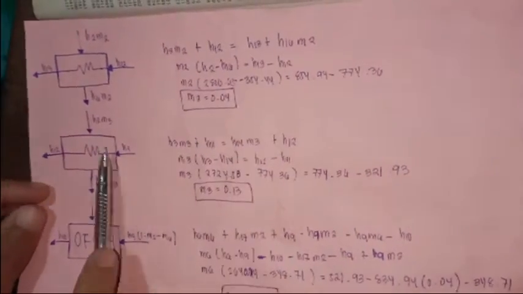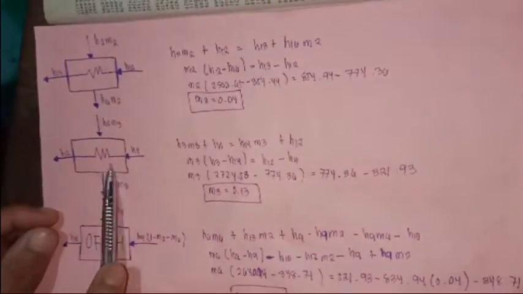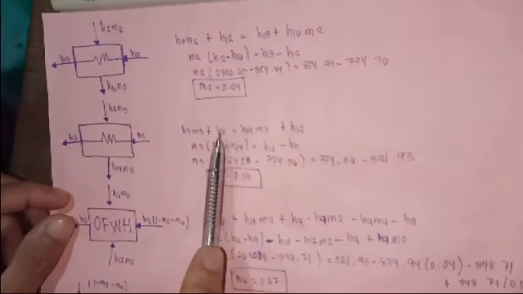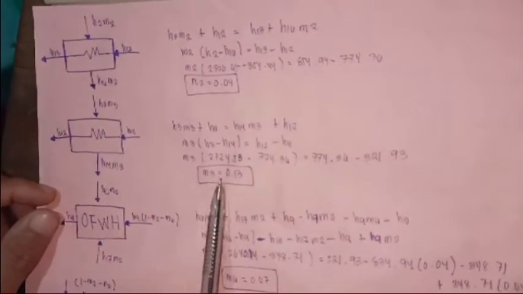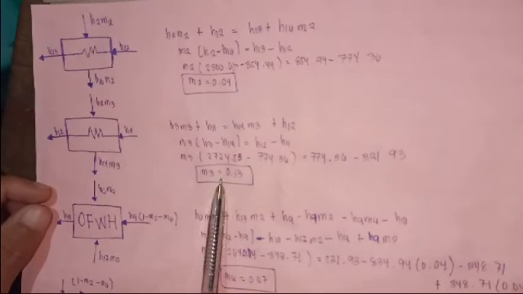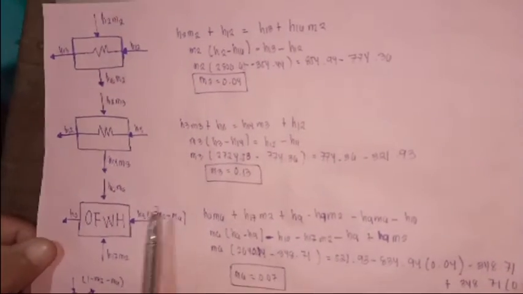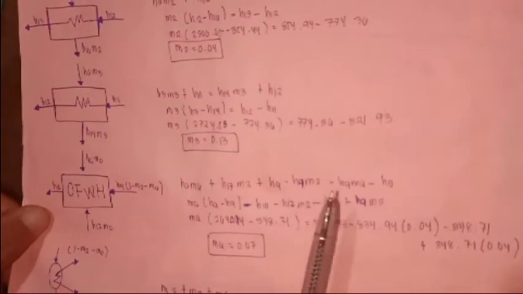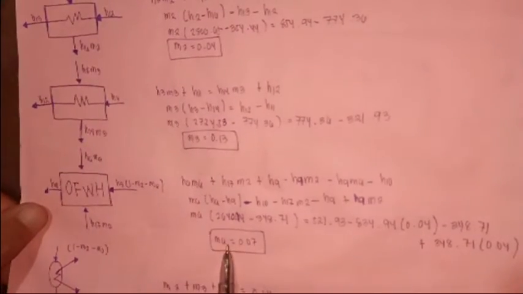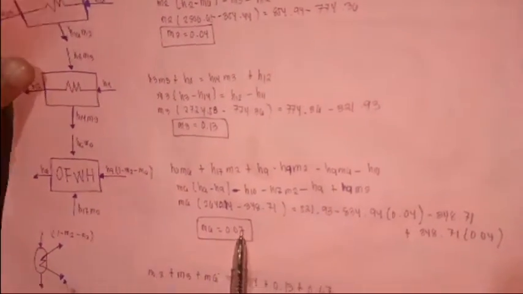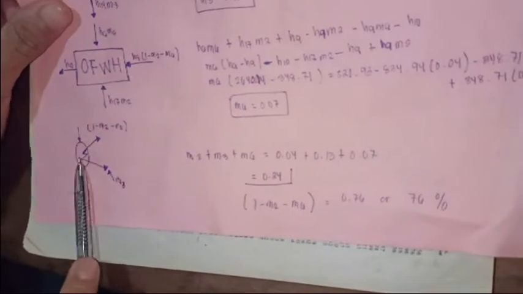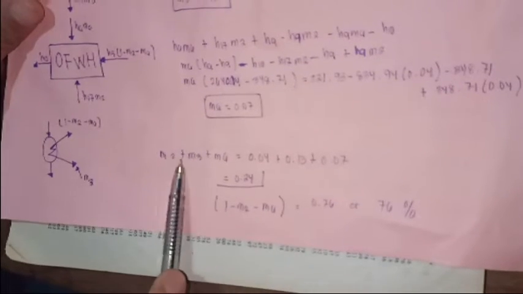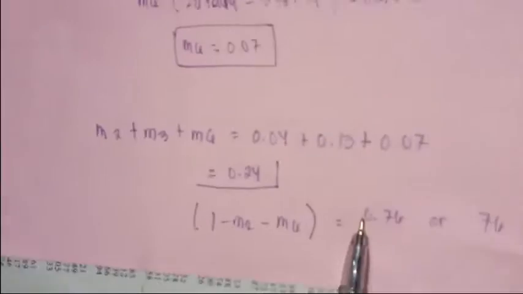0.04. Then, from the other closed feed water heater, the same process, mass in is equal to mass out. Then we can get the value of mass 3, which is 0.13. From the open feed water heater, the same process, mass in is equal to mass out, we can get the value of mass 6, which is 0.07. The same from the condenser, so we have the mass total, which is 0.76.